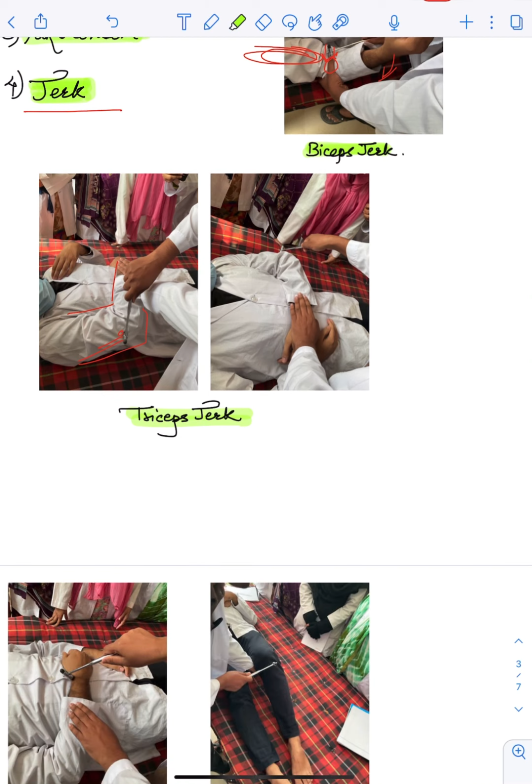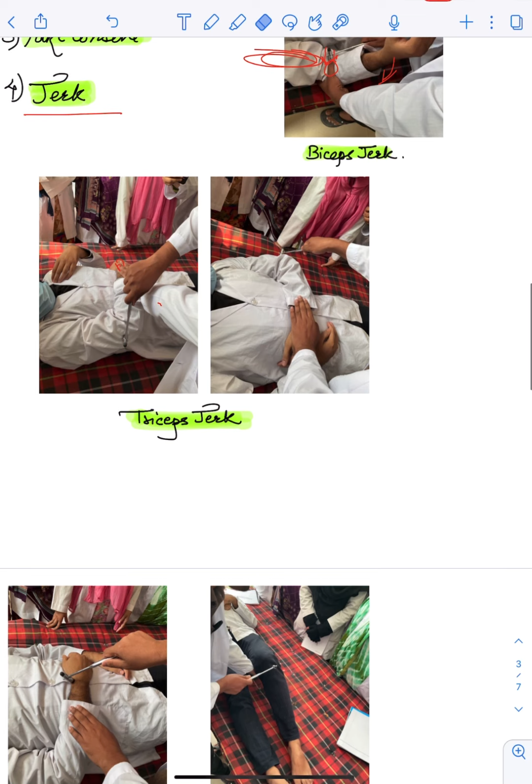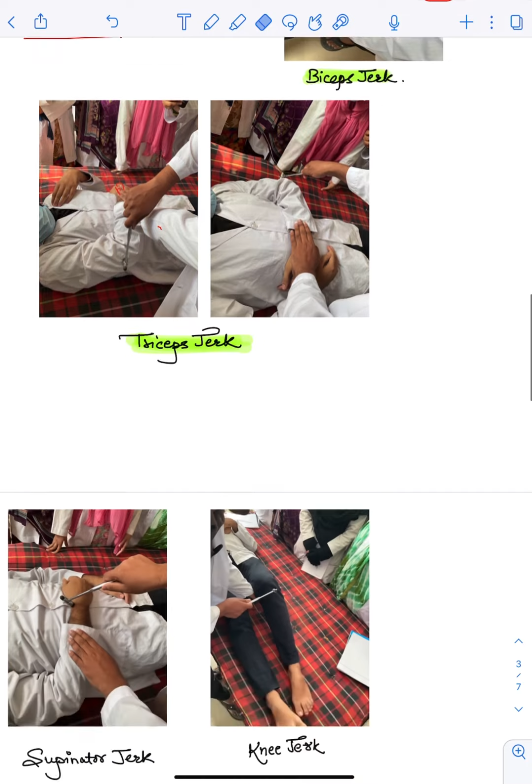Then we will go for triceps jerk. Place the hand as shown in the picture, but here also you should expose the arm so that the triceps muscle can be seen. You should always strike with your right arm as you are right-handed. Place your left arm as shown in the figure and strike directly over the triceps tendon. And repeat for the other arm too, and in biceps jerk too.